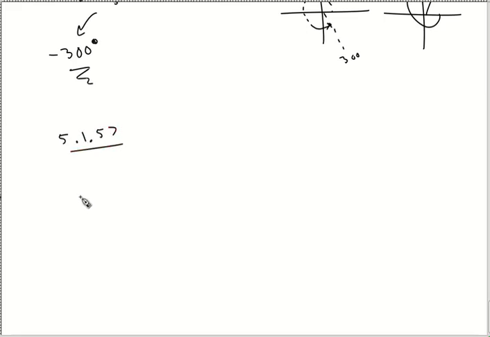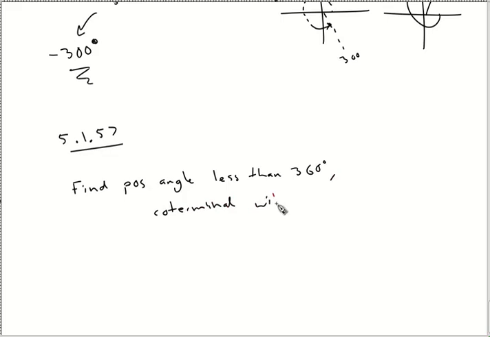Anyways, the next question is kind of like a word problem. Not really. It says find the positive angle that is less than 360 degrees, and it's also coterminal with, and this is the big one, 430 degrees.